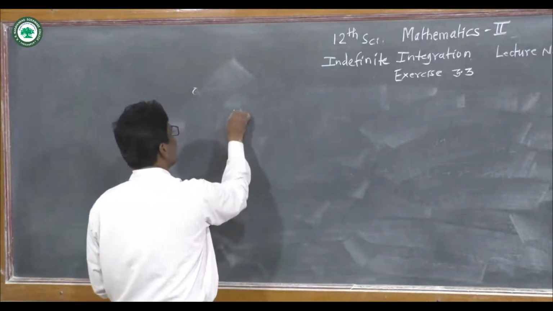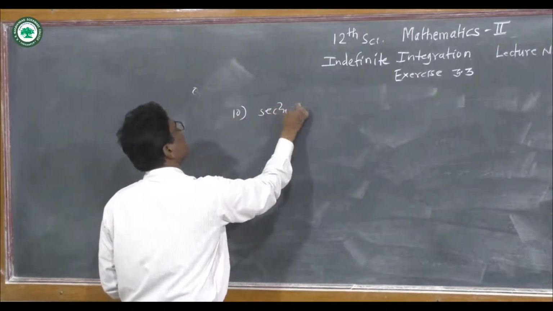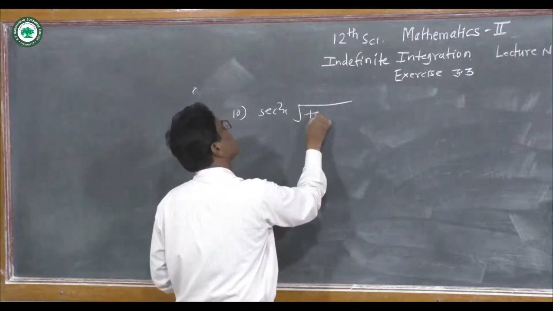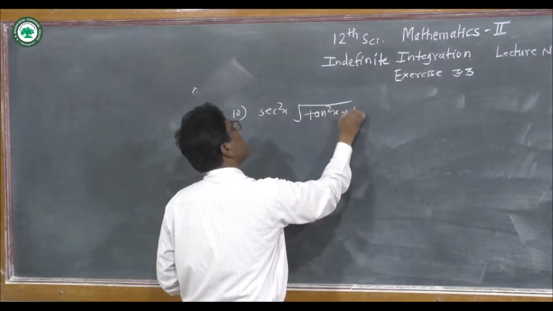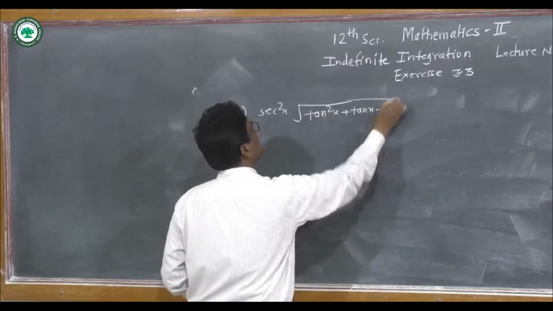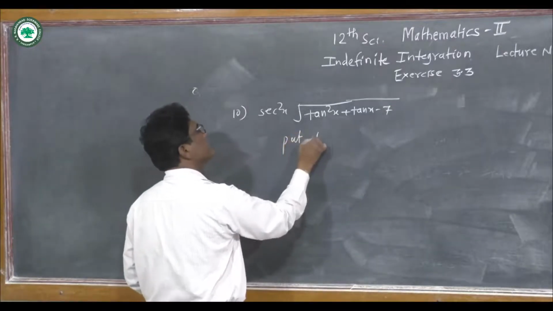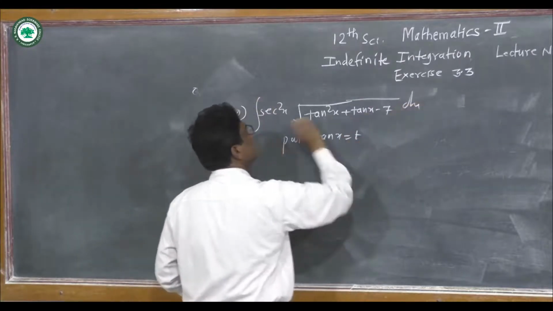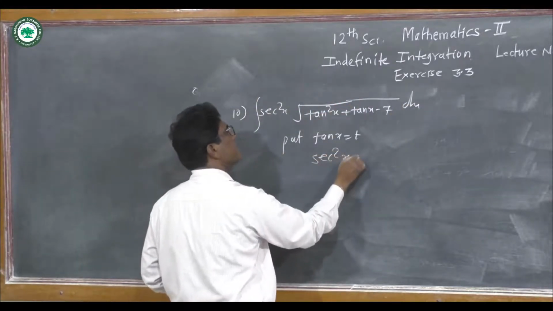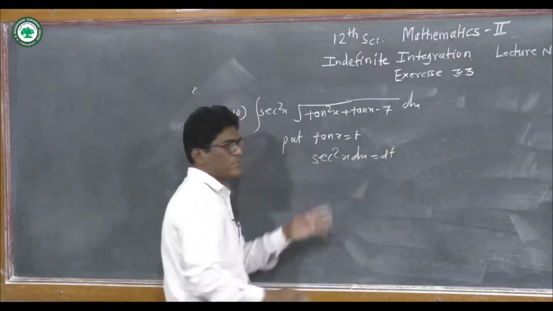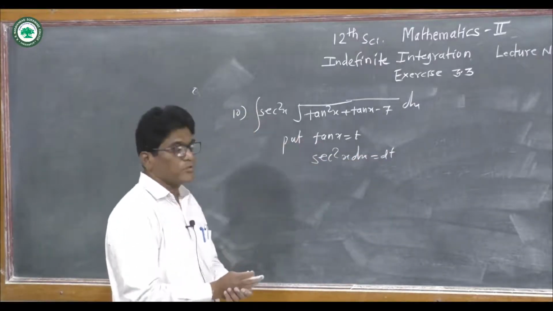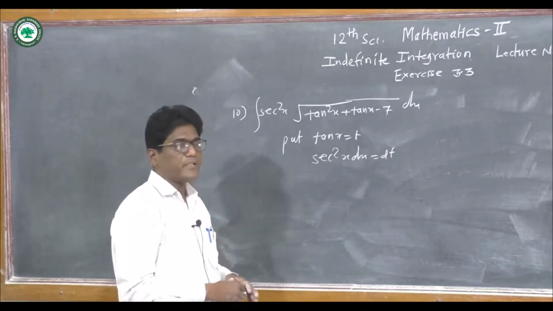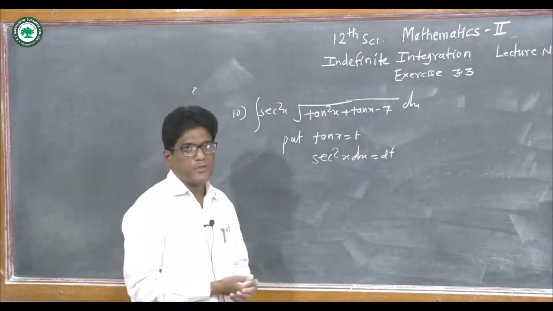Here 10th problem is sec square x under root of tan square x plus tan x minus 7. Now here only put tan x is equal to t, and here sec square x dx we get dt. Sec square x dx is equal to dt, and solve this problem. This problem is converted into ax square plus bx plus c form, complete the square and convert that problem into standard formula and solve it.